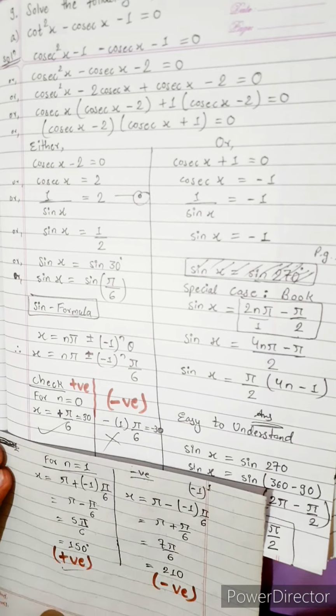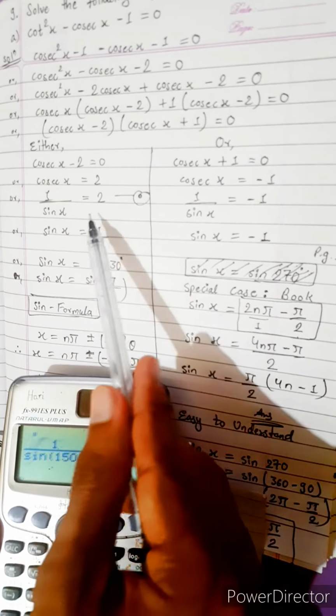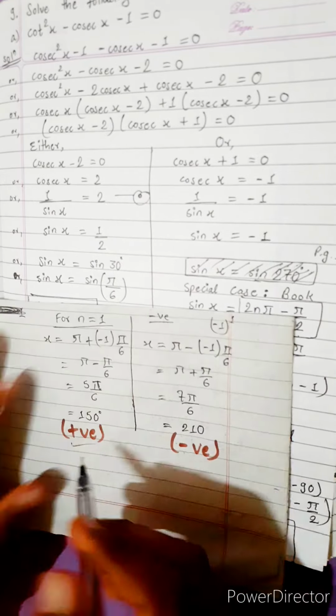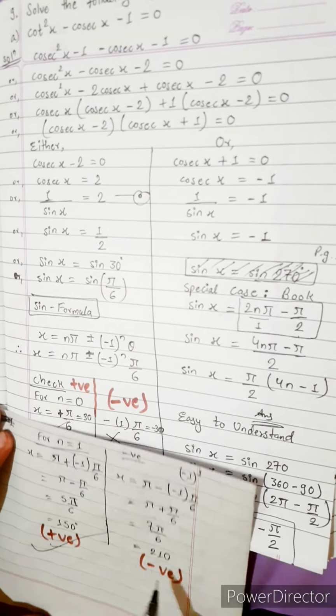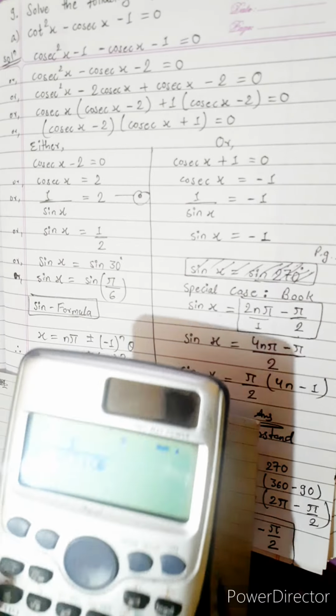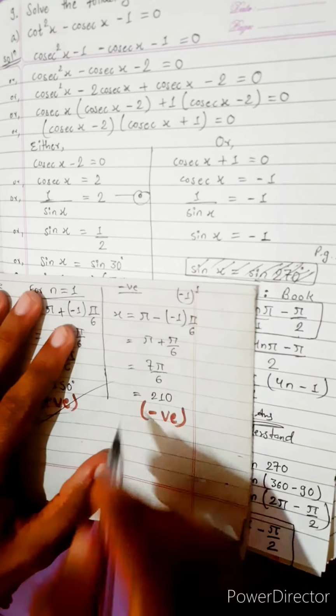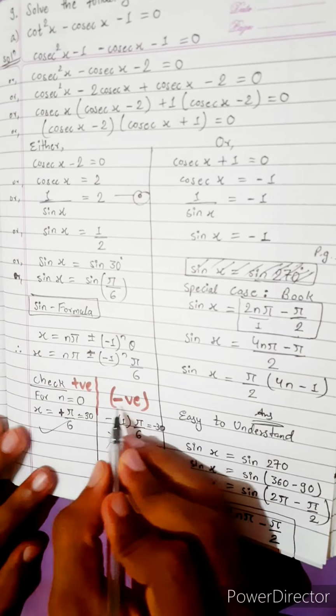Now let's check the result. 1 upon sin 150 equals 2. Does it satisfy this equation? Yes. So give a tick here. Now let's check for 210 also. For 210 we get minus 2. Is there minus 2? No. It means it does not satisfy. So the negative term does not satisfy.